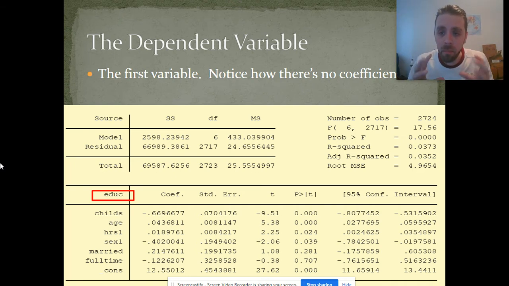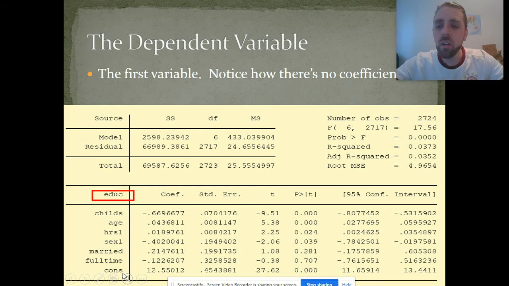And if you remember the equation I just gave you, b1x1 through b6x6, we have multiple independent variables. In this case, we have 6 of them: number of children, age, hours worked, sex, married, full-time. And then the very bottom, the constant, that is a, the y-intercept. So it's not appropriate to think of that as a variable, but it is an important term of the equation. And you do have to interpret it and understand what it is.